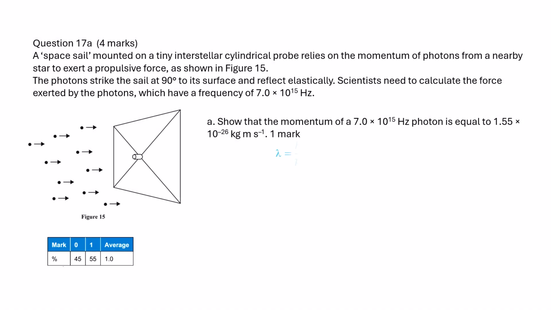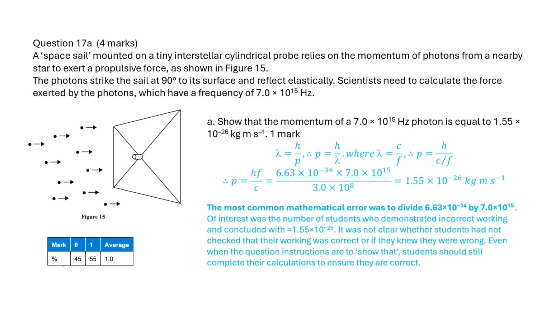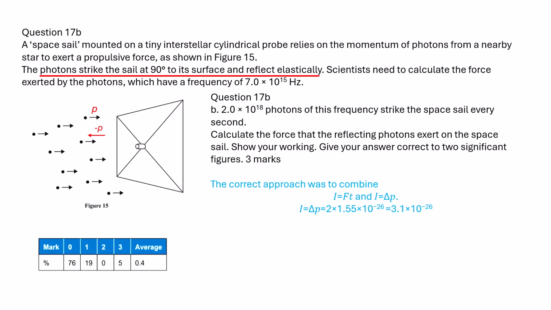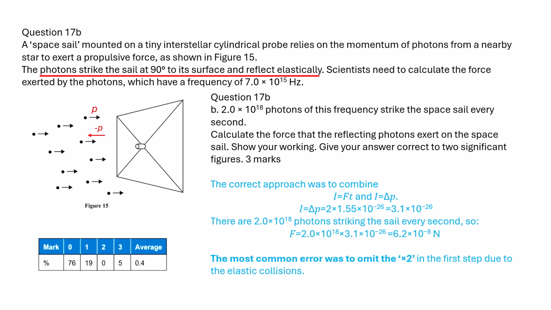Combine the de Broglie and wave equation, solve for the momentum, substitute the value, and get the final result. Since the photons strike the sail vertically and reflect elastically, the change of momentum is double the photon's momentum. The striking time is 1 second. Using the impulse momentum equation, we calculate the force of the reflecting photons on the sail.